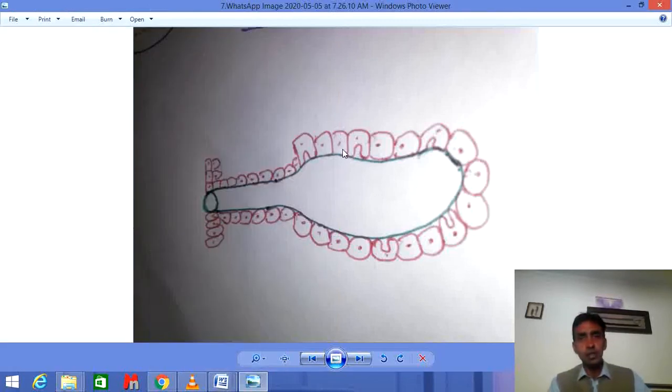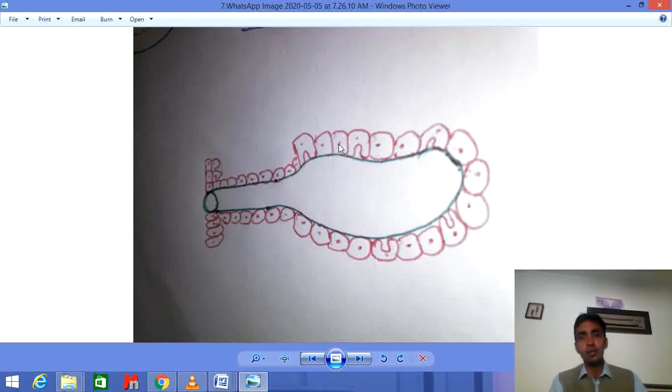The pepsin is not stored in the chief cell as such, because by contact of pepsin with the wall of this chief cell, it can digest the chief cell. So that is why this pepsinogen is stored in the form of pepsinogen, not in the form of pepsin.